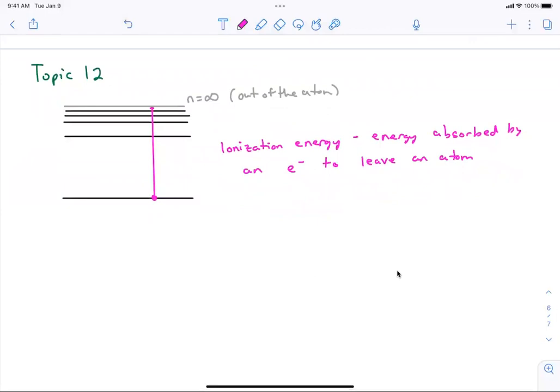I think the IB will provide you with that and they will draw the n equals infinity for you. So you shouldn't have to draw it. That's a good point. They'll do n equals 1 to n equals 6 and then n equals infinity on top of that. So just draw the line up to that point. Okay. Now, here's the idea with this.